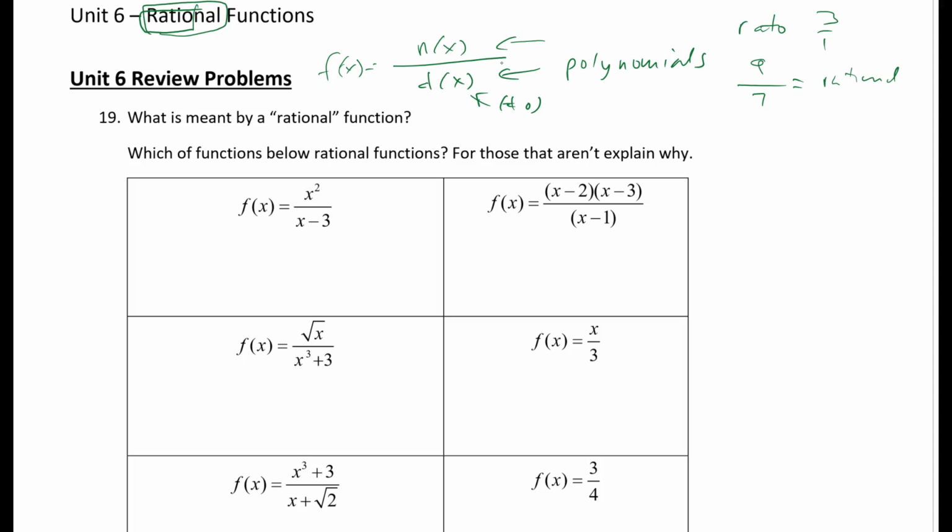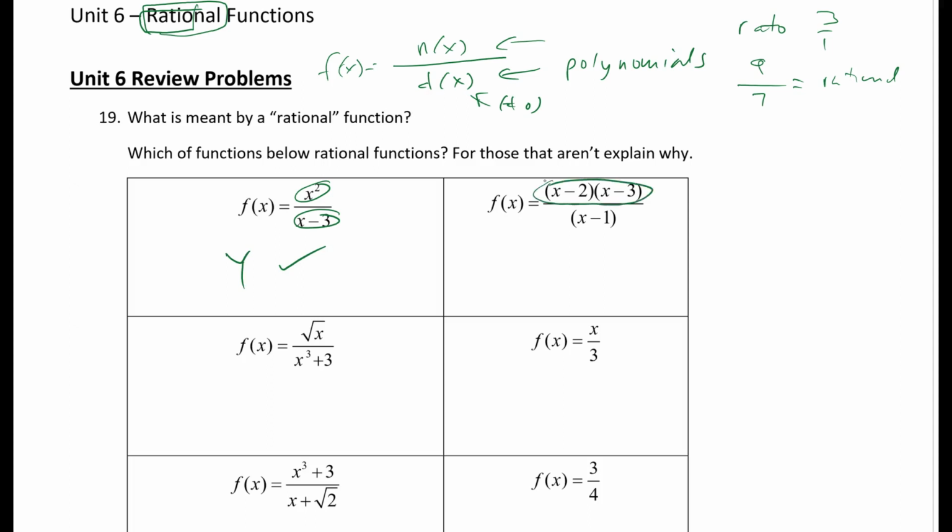So problem 19 here is all about deciding whether these are rational functions. This amounts to really determining whether the numerator and denominator are both polynomials. If you're not sure how to classify a polynomial, you can go back to Unit 5 and watch some of those videos. But essentially, that's what we're going to do here. That's a polynomial, that's a polynomial, you're dividing them, that's a rational function.